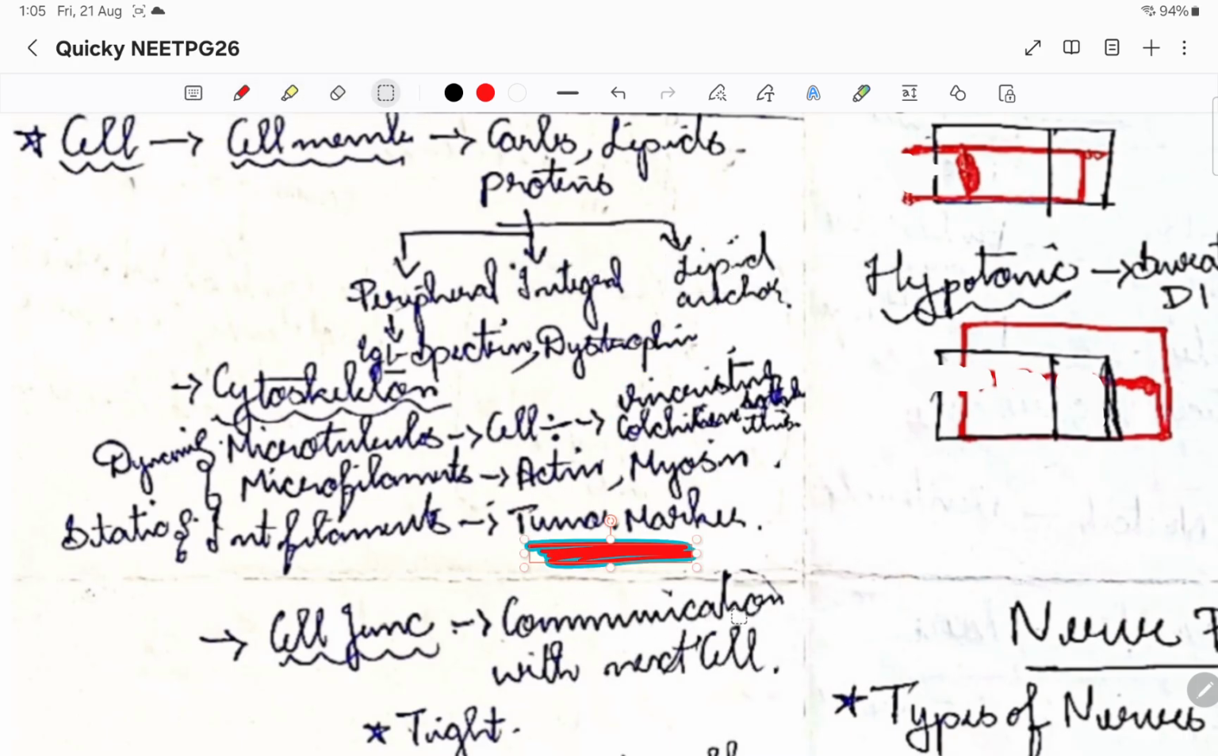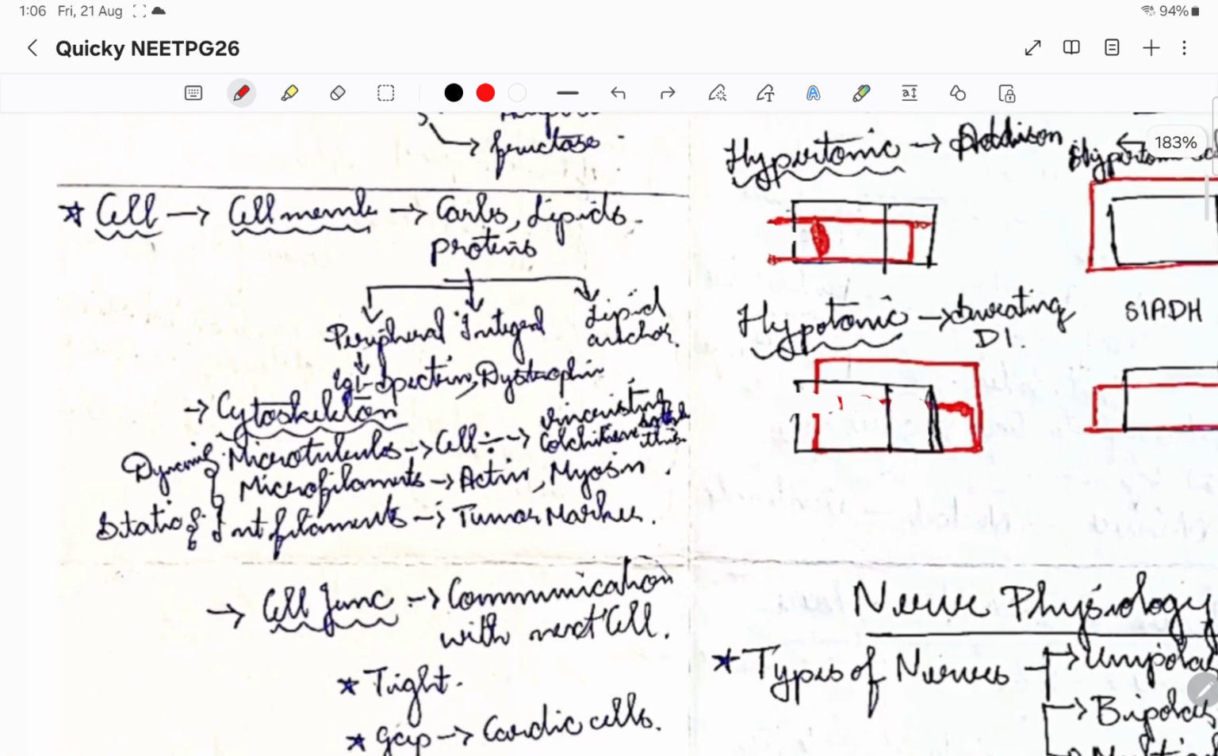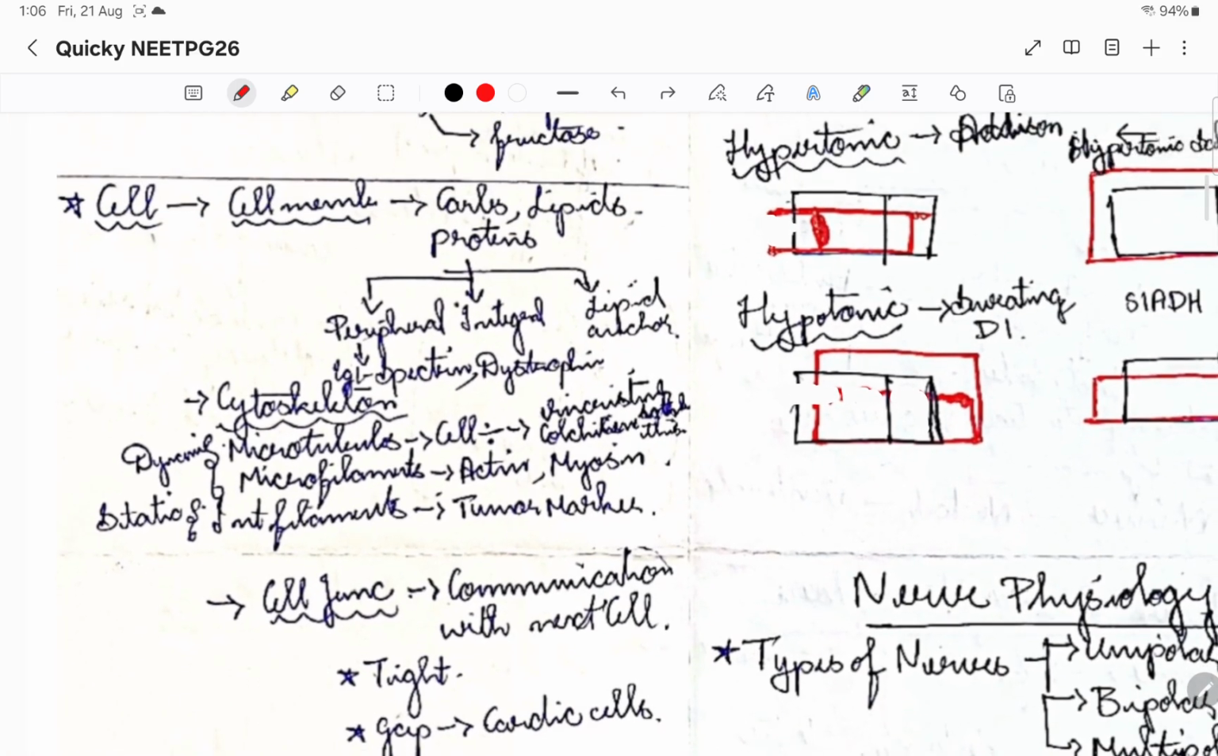One more thing I want you to remember is that microtubules and microfilaments are dynamic, because they divide and change their places. Whereas intermediate filaments are static; they stay in one particular place. So that is the main thing I want you to remember: dynamic and static. This is with respect to the cell membrane and cytoskeleton.